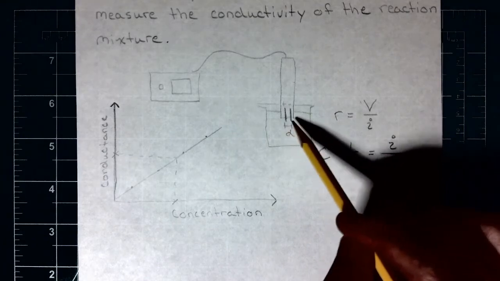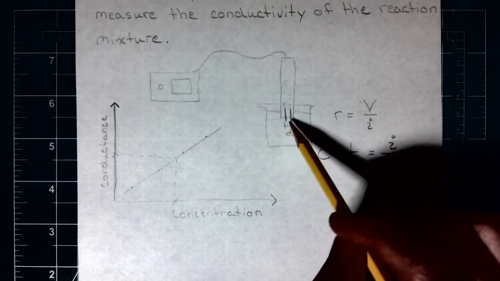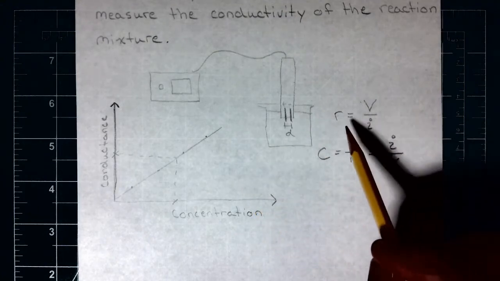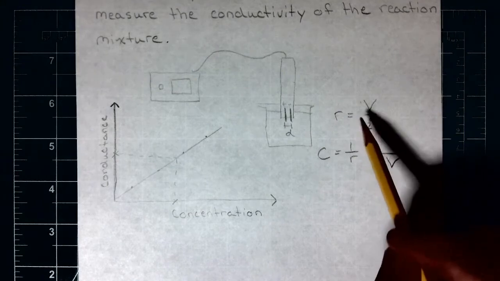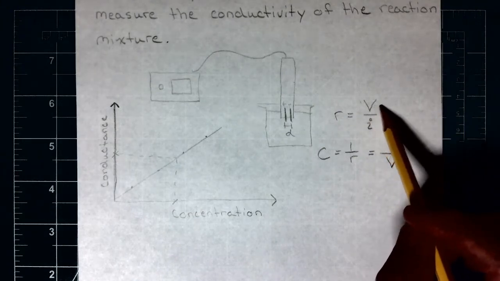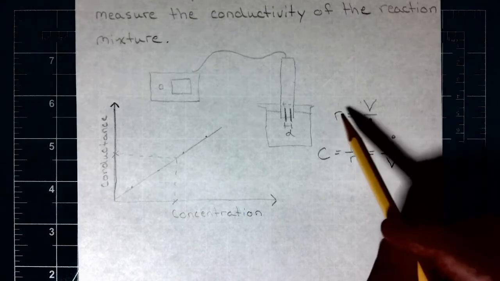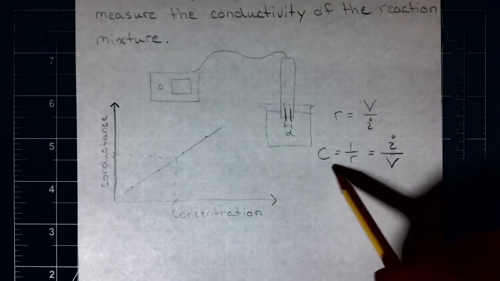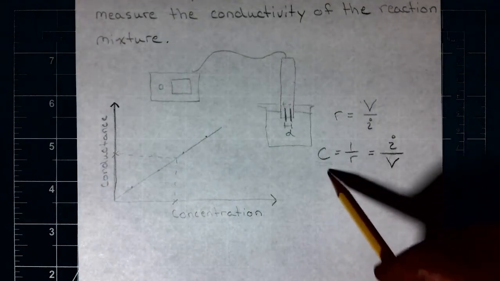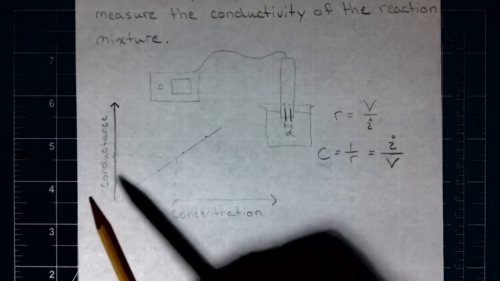This probe has a set distance between two electrodes with a set geometry, and what we're basically going to do is measure the resistance of this solution, and the resistance is going to equal the voltage, which we're holding constant, divided by the current, which we're going to measure. The reciprocal of resistance is what they call conductance, and we can calculate that like this, and this conductance is going to have a linear relationship, just like absorbance did, with the concentration.